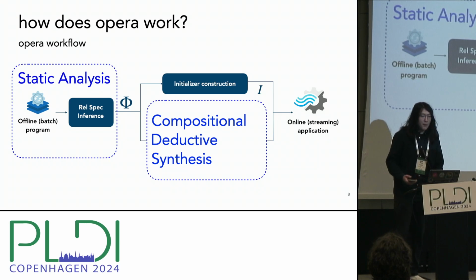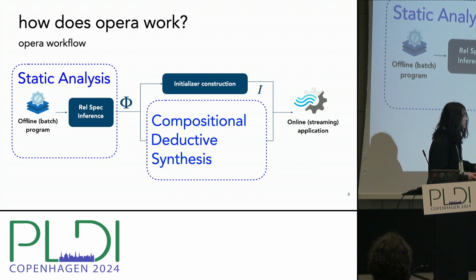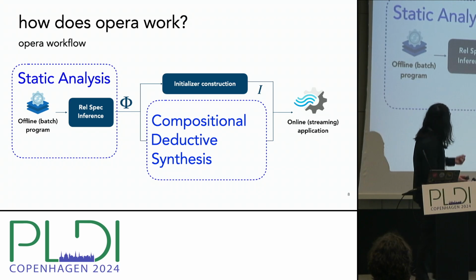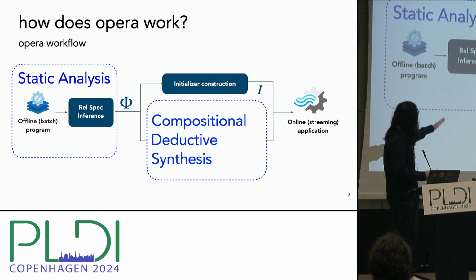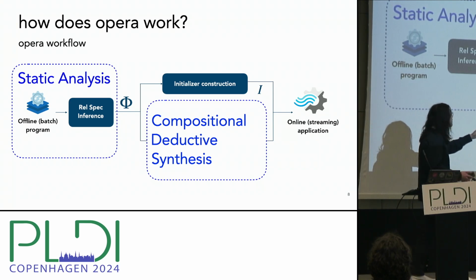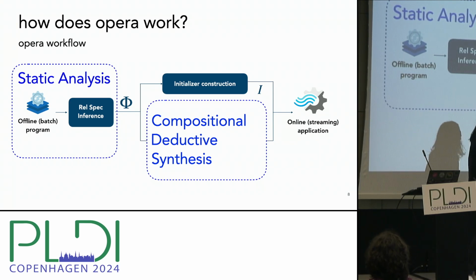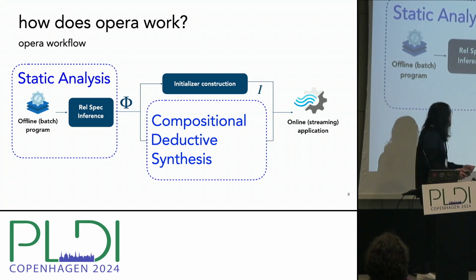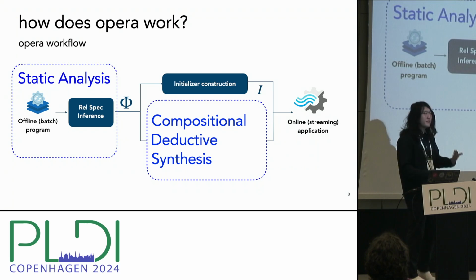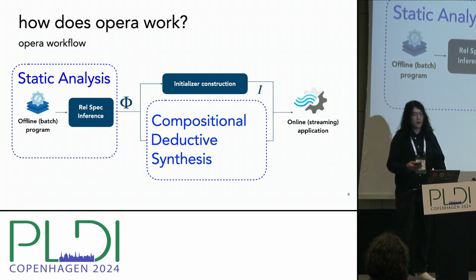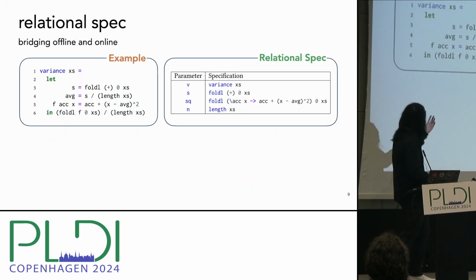So Opera will first use a static analysis to figure out a relational spec, and I will introduce that later. And then the relational spec will be helpful in constructing the initializer, and then use compositional deductive synthesis to figure out the online program. Let's start with the relational spec.